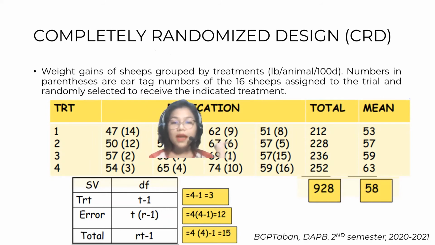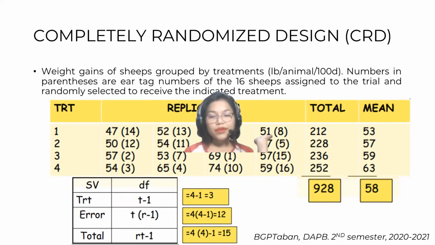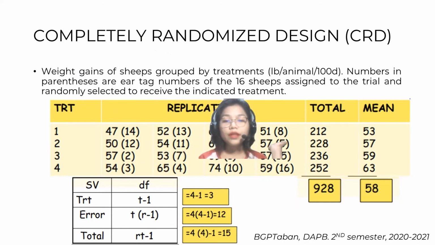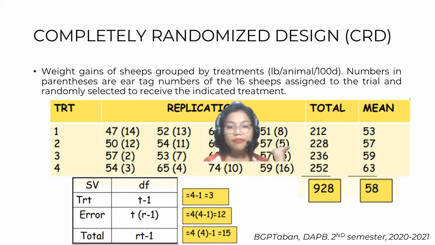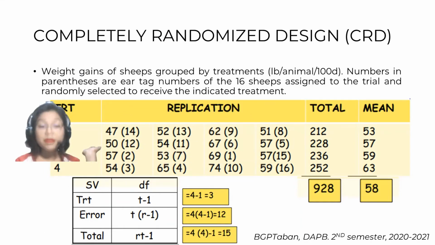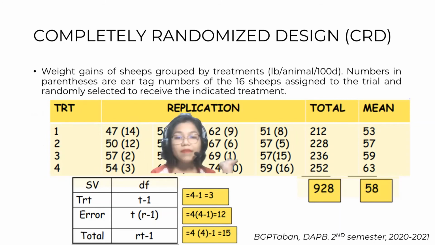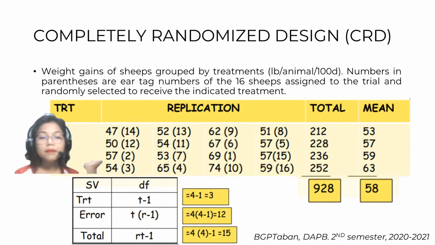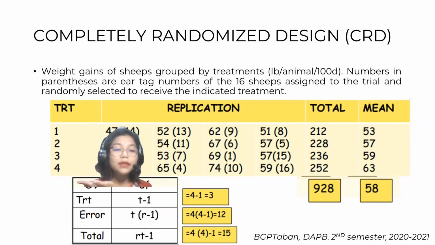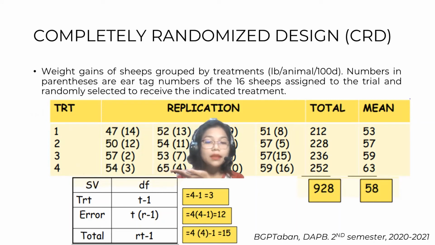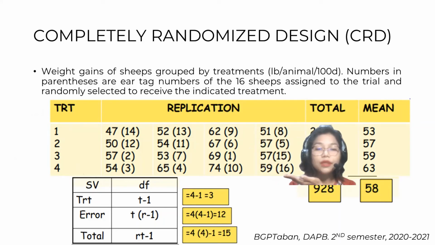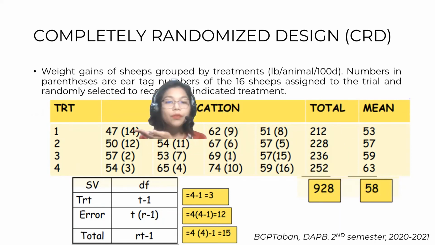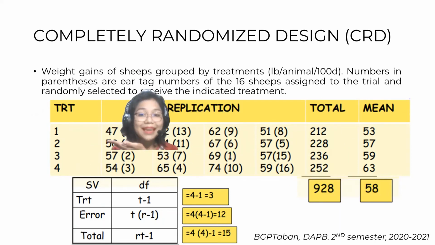Treatment 1R3 ay yung sheep 9. Yung treatment 1R4 rather is our sheep number 8. Tapos 12, 11, 6, and 5 are part of treatment 2. Sheep 2, 7, 1, and 15 are part of treatment 3. Tapos T4R1, sheep 3, T4R2, sheep 4, T4R3 is sheep number 10, and T4R4 is sheep number 16, with their corresponding weight gain in pounds.